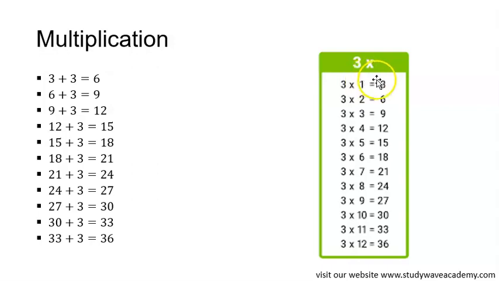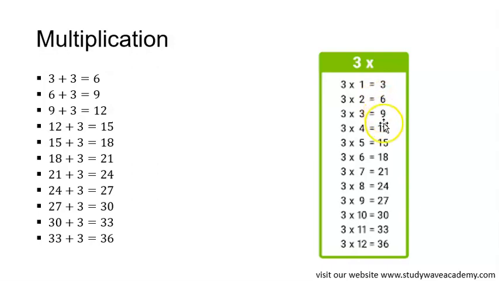3 times 3 is 9, right? Okay, let's start from the beginning. 3 times 1 is 3. 3 times 2 is 6. If you add 3 plus 3, it will give you 6. If you add 3 to this 6, that is the answer you have here, 6 plus 3 is going to give you 9. 3 times 3 will give you 9. So it's repeated addition. Do you understand what I'm saying?